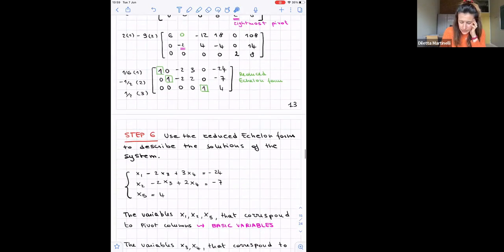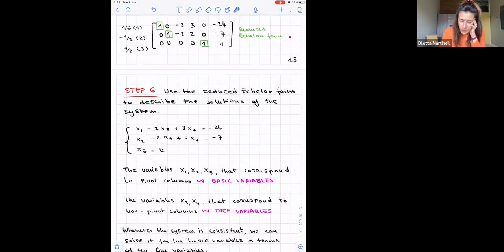Let's say that we take our reduced echelon form. We want to go back to describe the solution of the system. So here we have x1, corresponding to this position, minus 2x3 plus 3x4 is equal to minus 24. x2 minus 2x3 plus 2x4 is equal to minus 7, and x5 is equal to 5.